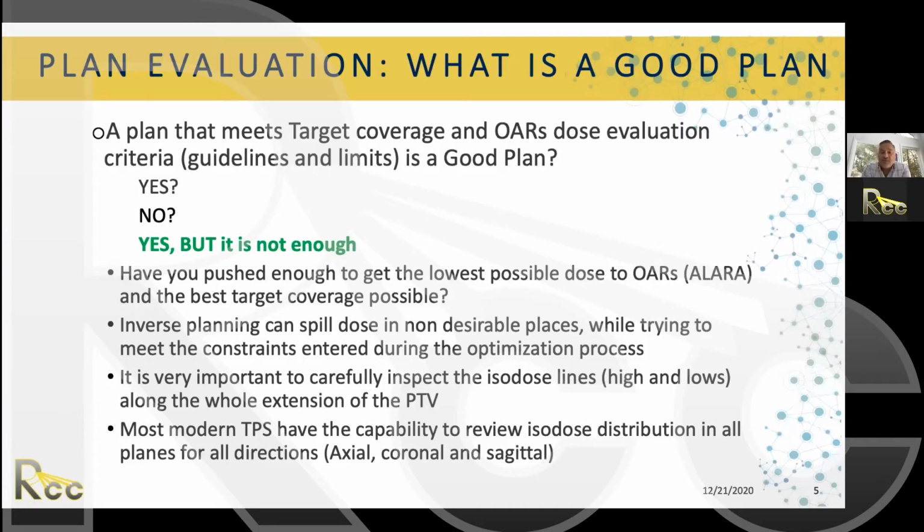Also, you need to keep in mind that, as we saw in the previous presentations, inverse planning, which is used for IMRT and VMAT, can spill dose in undesirable places, because you're constraining so many things, so the dose needs to go somewhere. So you need to be careful, while you're meeting this constraint, about where the dose actually goes, or what sacrifice you need to take because you're limiting the dose to certain OARs. So it's very important to carefully inspect the isodose lines.